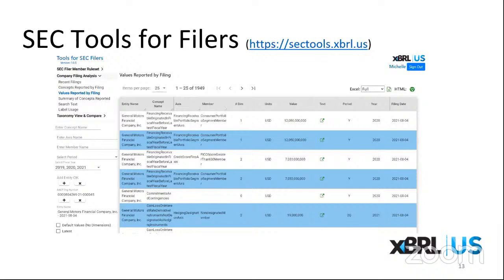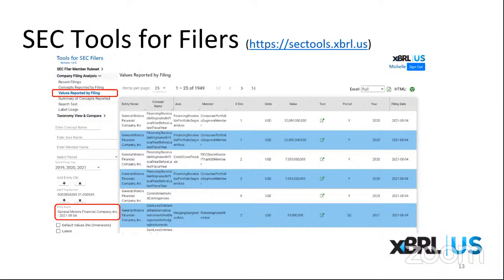You can see here, if you look at the left-hand column, you can screen by company, by time period, by the type of data reported using the XBRL US GAAP concept name, like assets or liabilities. You can even screen by individual filing. In the example I'm showing here, I've gone ahead and screened on General Motors. If you look at the red highlight at the bottom, General Motors Financial Company, August 4th of 2021. So it's just pulling up a single filing, and I'm asking for values reported by filing. That's going to give me all the facts.